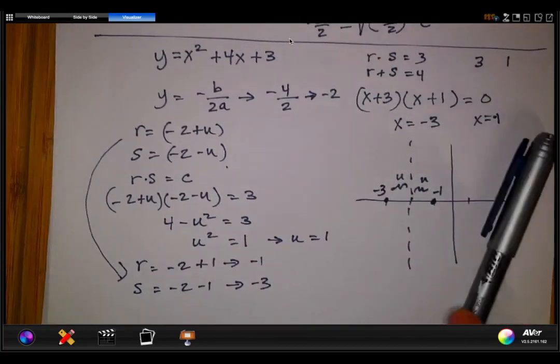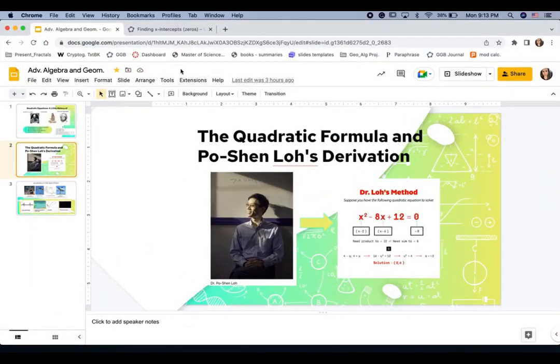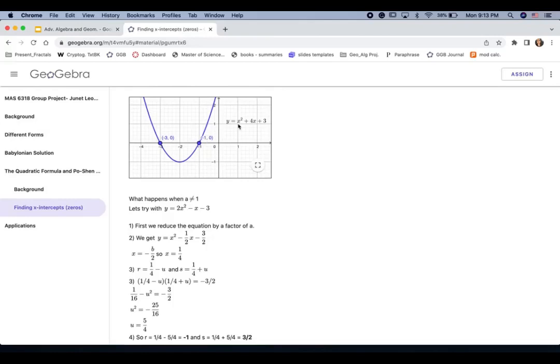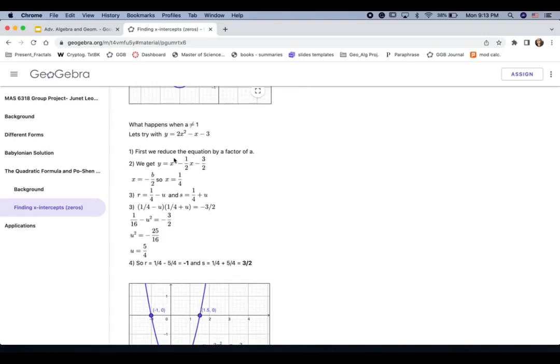Over here, we have the graph of y equals x squared plus 4x plus 3. Negative 2 is the axis of symmetry, and the zeros, the x-intercepts, are negative 1 and negative 3. Now let's look at this other example where a is not equal to 1.